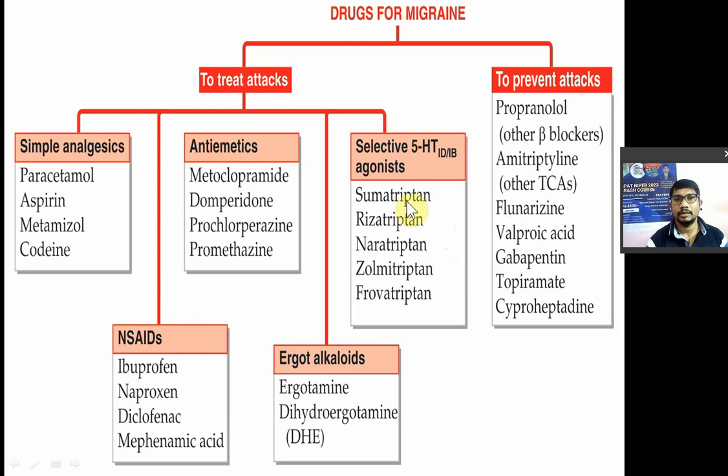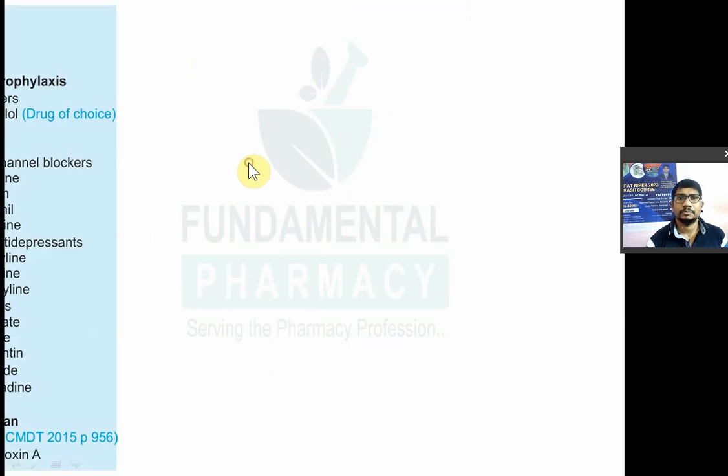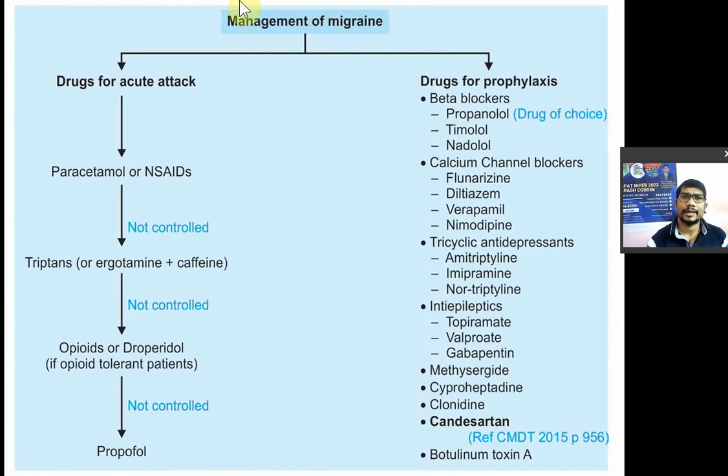Questions have come from here, okay. Sumatriptan is a drug of choice in the treatment of acute attack of migraine. So these are the drugs which are used in the treatment of migraine, right? We'll see it again, management of migraine or treatment of migraine.